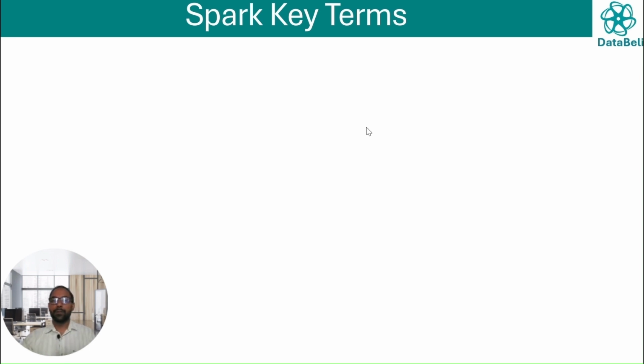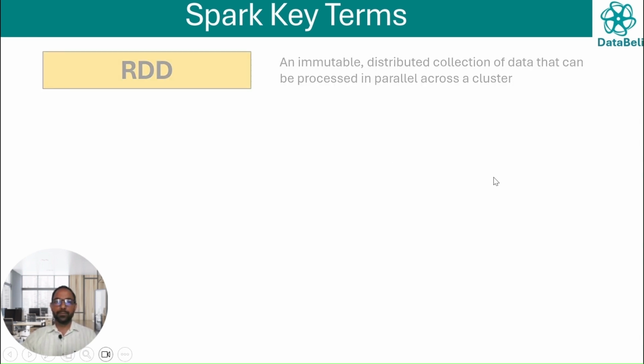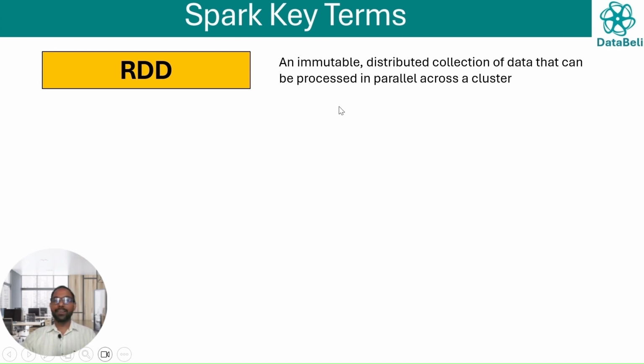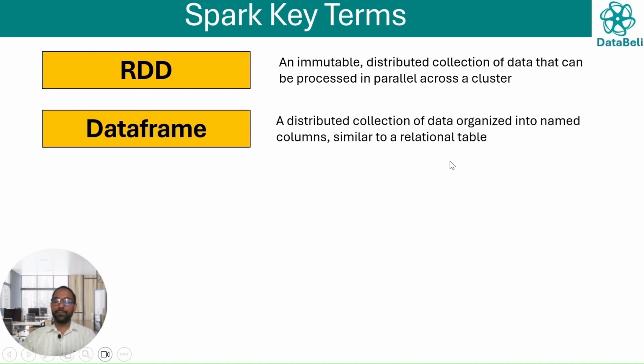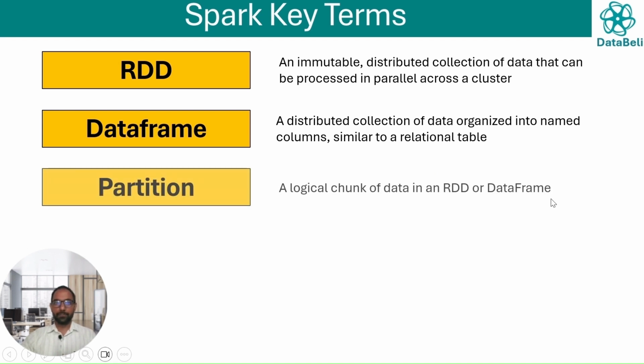Now let's get familiar with some of the key Spark terms that we shall be aware of, so that whenever we are talking about Spark, we will mention these terms. RDD, we already discussed, it is a distributed collection of data. And then data frame also, as we talked about, it is an interface which is built on top of RDD, where the data is organized as columns and rows, similar to any table.